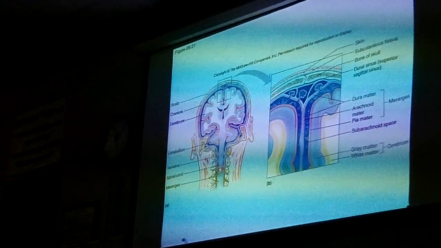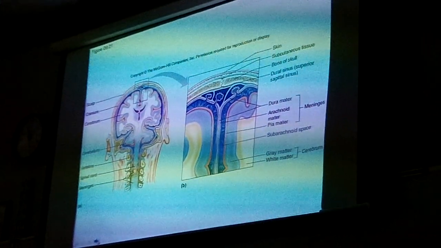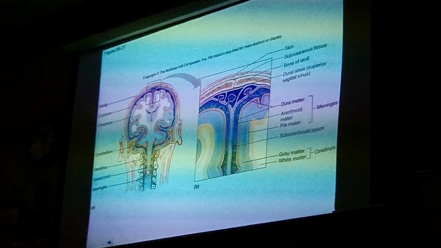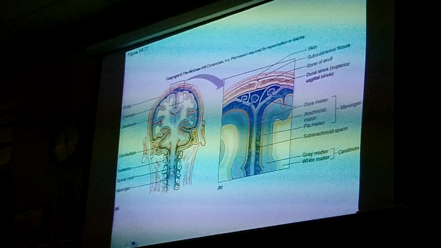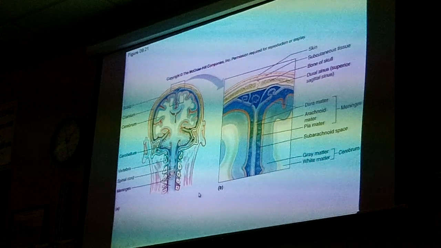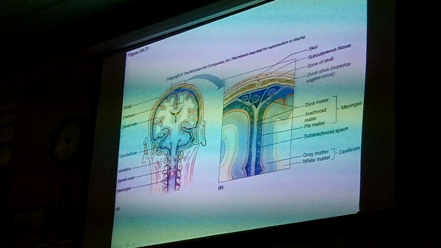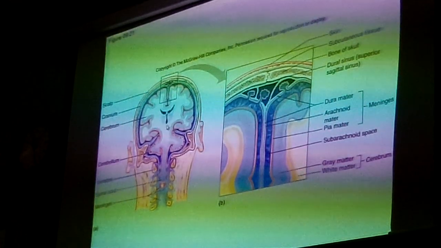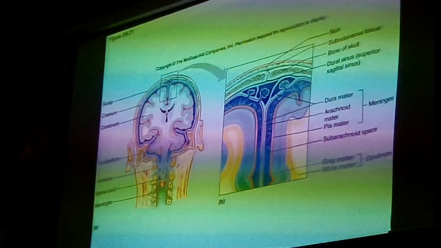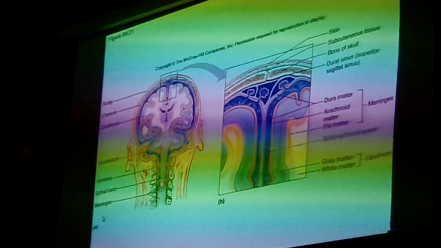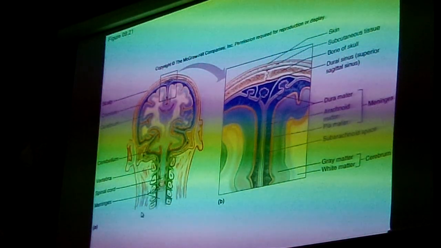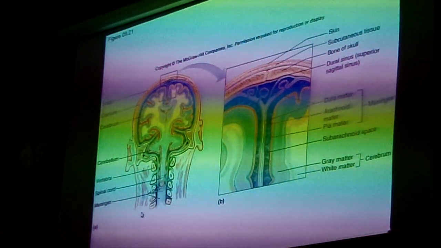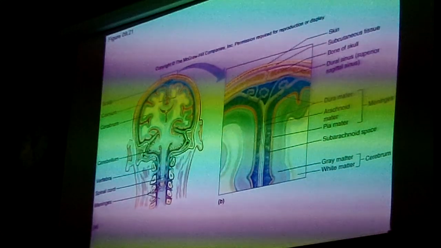You can read about reflexes. That's 9.11. 9.12 talks about the meninges. The meninges are coverings of the central nervous system. Here's the brain. Here's the spinal cord. And the meninges have 3 layers. There's 3 layers of coverings of the brain and spinal cord.